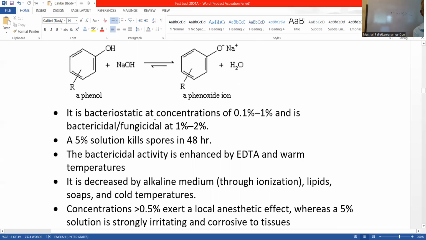Bacteriostatic concentration is 0.1 to 1%. 1 to 2% is fungicidal and bactericidal. A 5% solution kills spores in 48 hours.